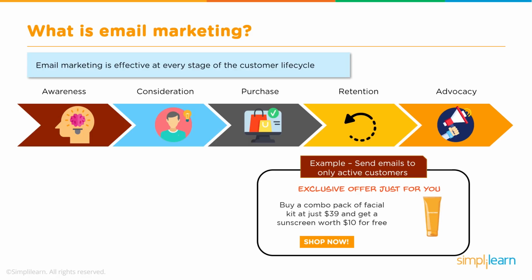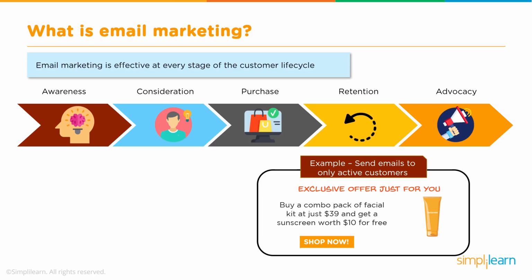We're going to send an email to active customers. We're going to give them an offer just for them, exclusively just for them. In this example, we're going to give them a combo pack, a facial kit at just $39 and a sunscreen worth $10 for free. You can come up with all sorts of different combinations on offers. The key is the offer is exclusively just for those who you want to target and retain as customers.